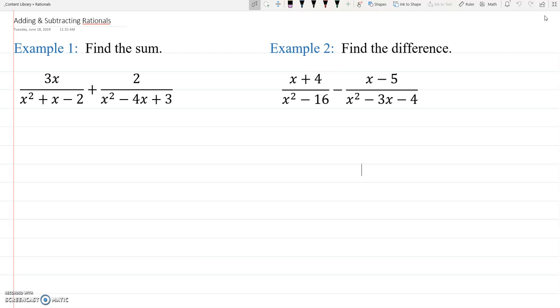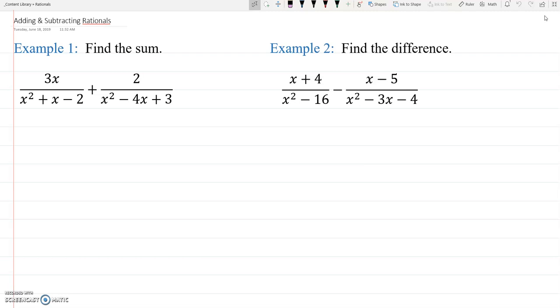Just a quick refresher. Rationals are just fractions, and in this unit, rationals are fractions with polynomials in them. So we've got all kinds of polynomials, quadratics, binomials, monomials, everything makes up our fractions. The first lesson we did was on multiplying and dividing, and now we're doing adding and subtracting, and adding and subtracting is harder than multiplying and dividing.